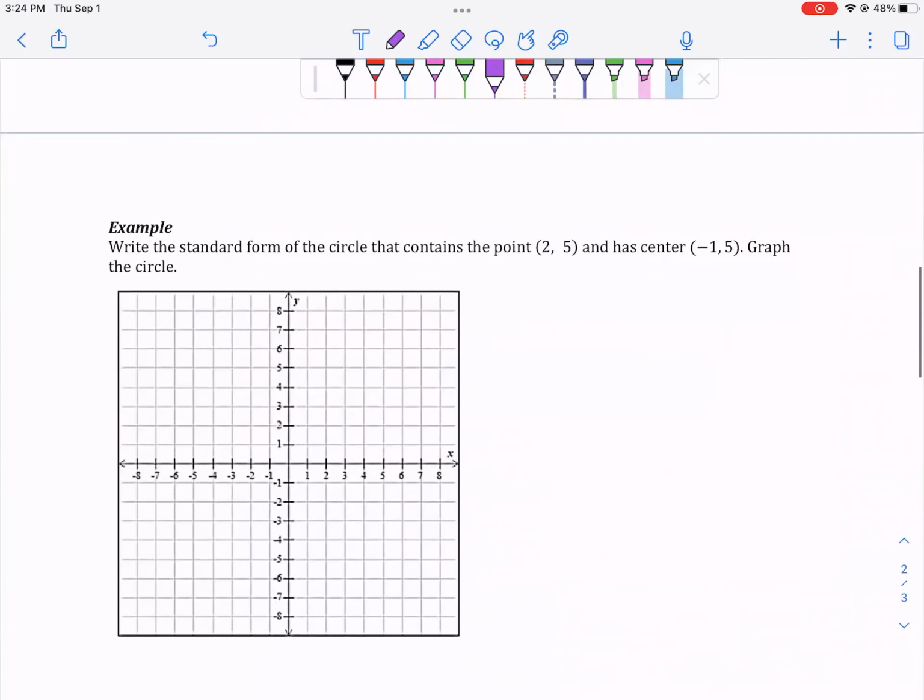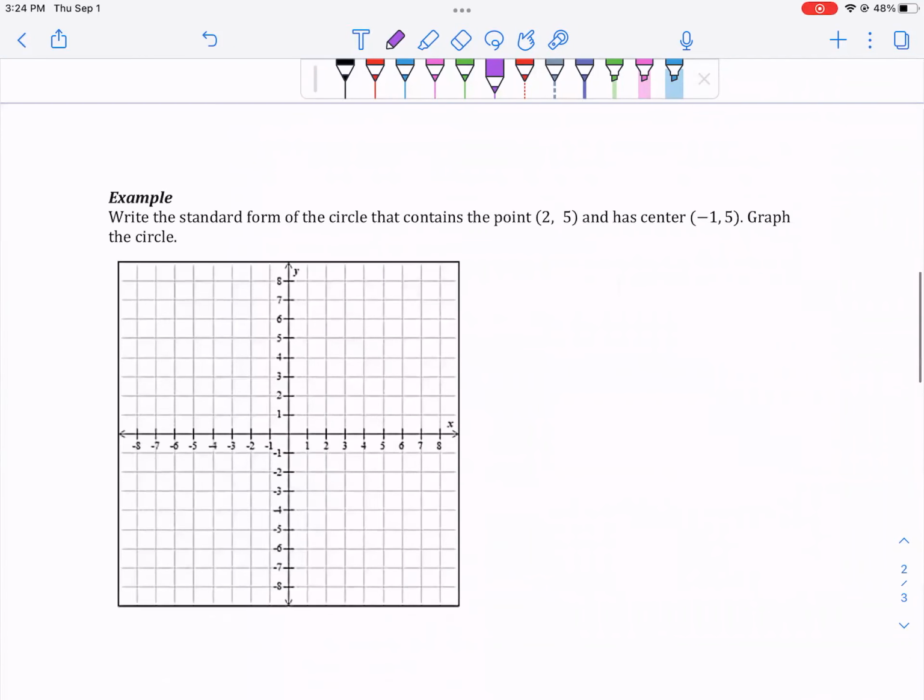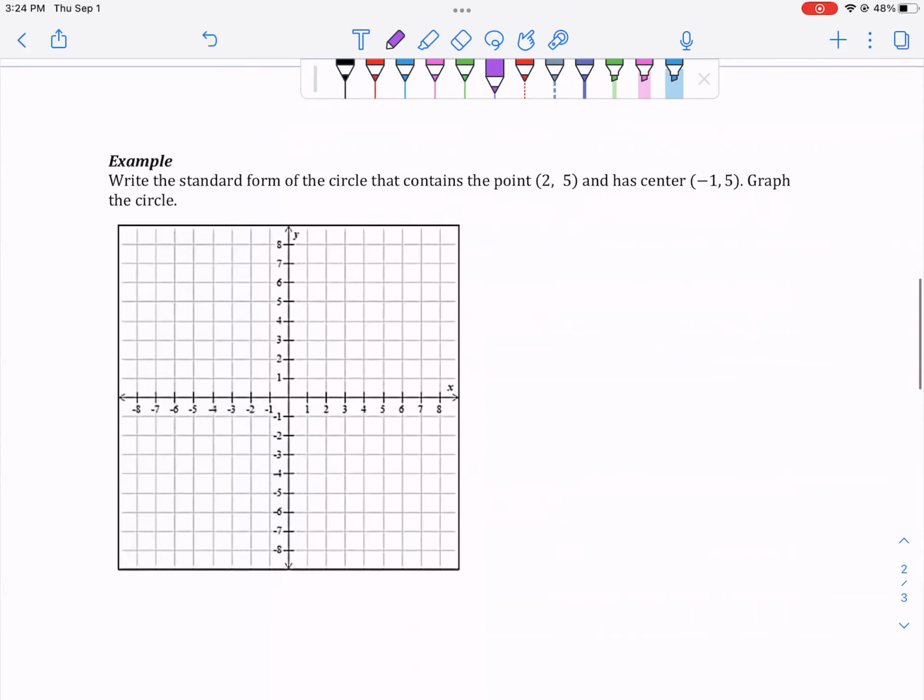So I think I have 2 more problems to do on here. Let's go ahead and do them. Write the standard form of the circle that contains the point 2, 5 and has center -1, 5. Graph the circle. Let's take the information we have and parse through it. We know that the center is at -1, 5. So I can plot that. Here is my center.